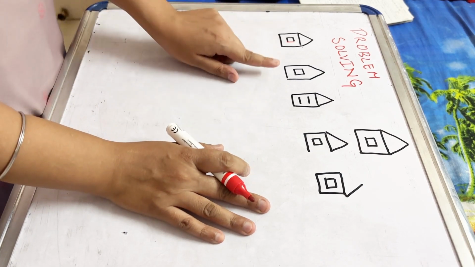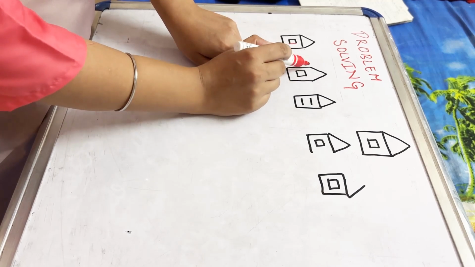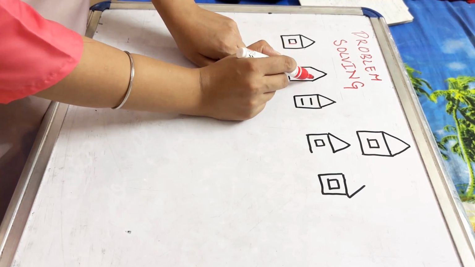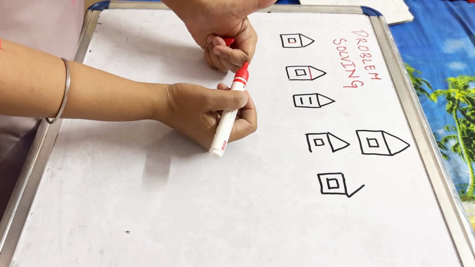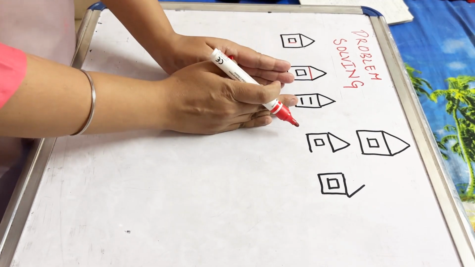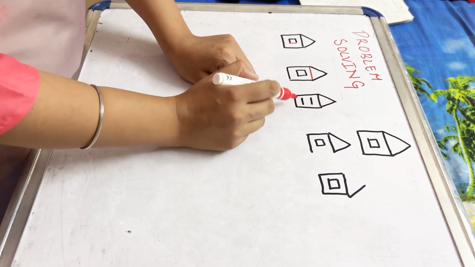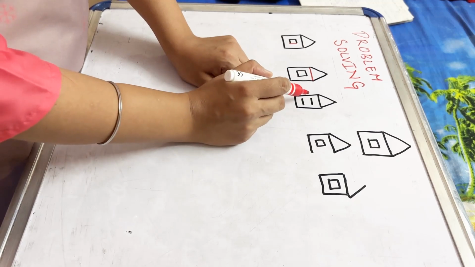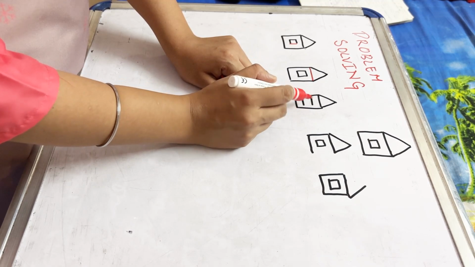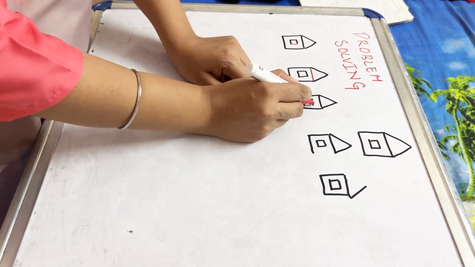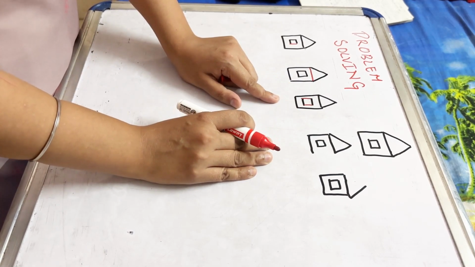Now let's move to the next one. There is a triangle on top. No, the triangle does not have the third line. Let's complete it. Very good. Let's come to the next one. There is a triangle on top, a square at the bottom, and there is a square inside. No, there are just two lines. Let's complete the square. Very good.